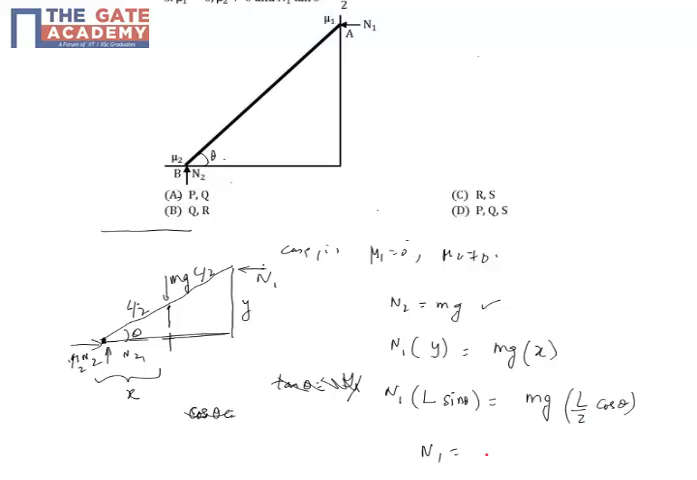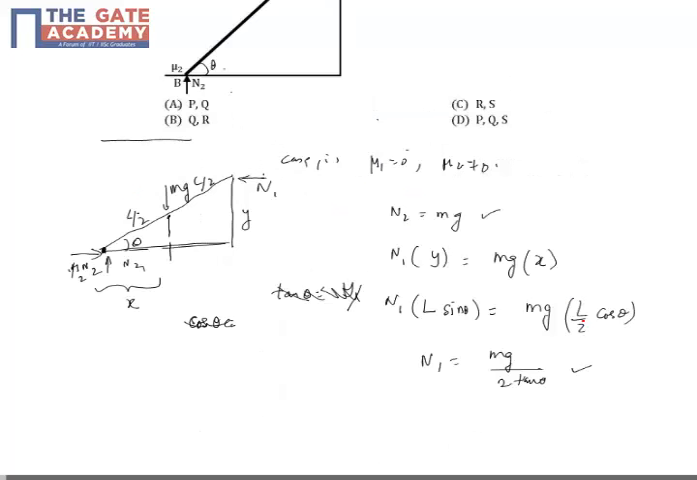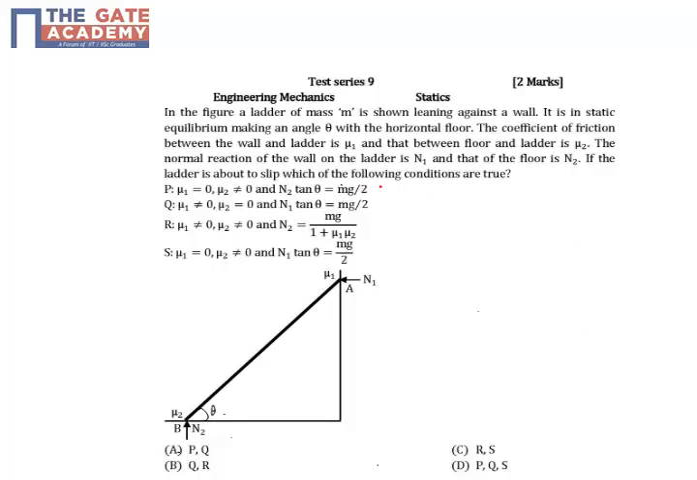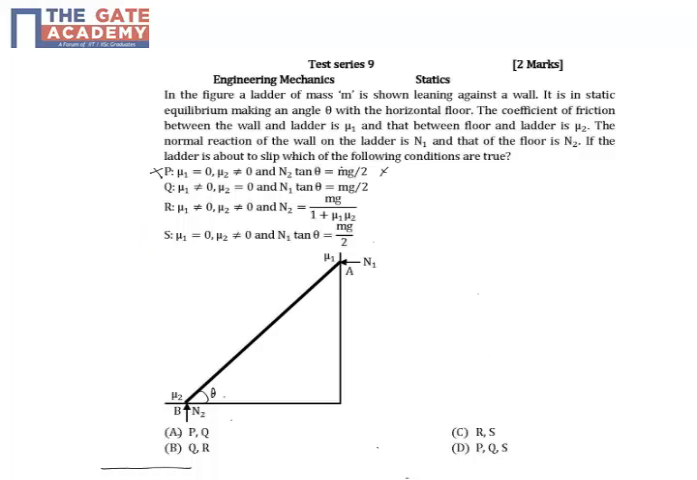So N1 is mg by 2 tan theta. So these are the forces: N2 is mg and N1 is mg by 2 tan theta. Let's see for this case. This is wrong because N2 we get as mg for this case, so P is not correct. Now in that same case, N1 tan theta is mg by 2, so that is what we are getting. So this is correct.